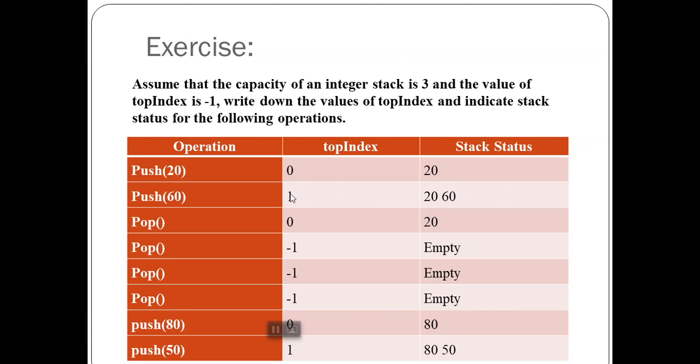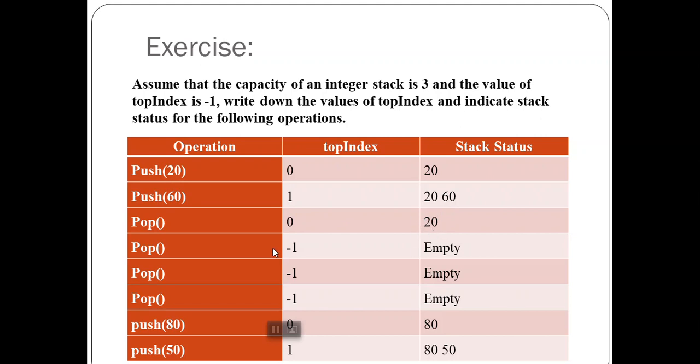So if it is not empty, what do we have to do? We have to just decrement the value of top index by 1, and 1 will become 0 now. The element which was at the top will be removed. That is, what is the value of top here? 1. At position 1, what was there? 60. So 60 has been deleted here. What remains? The top index is 0 and the element is 20.